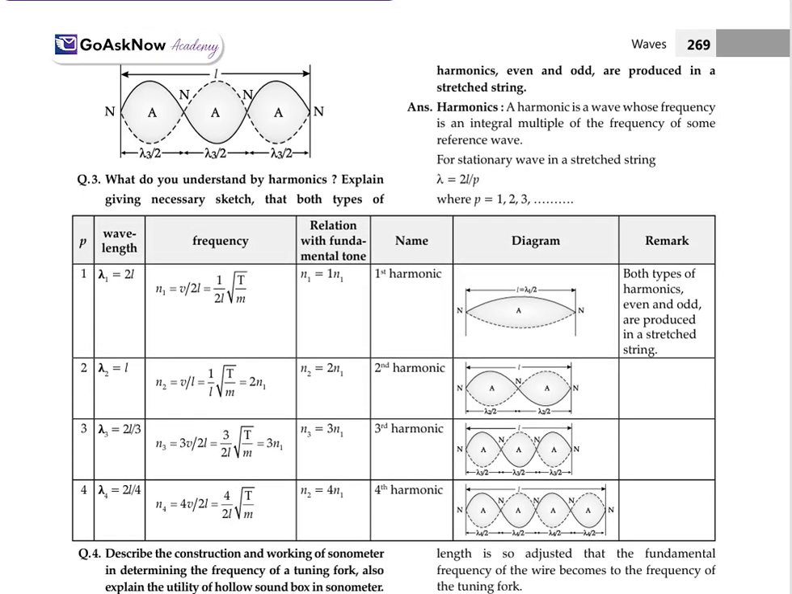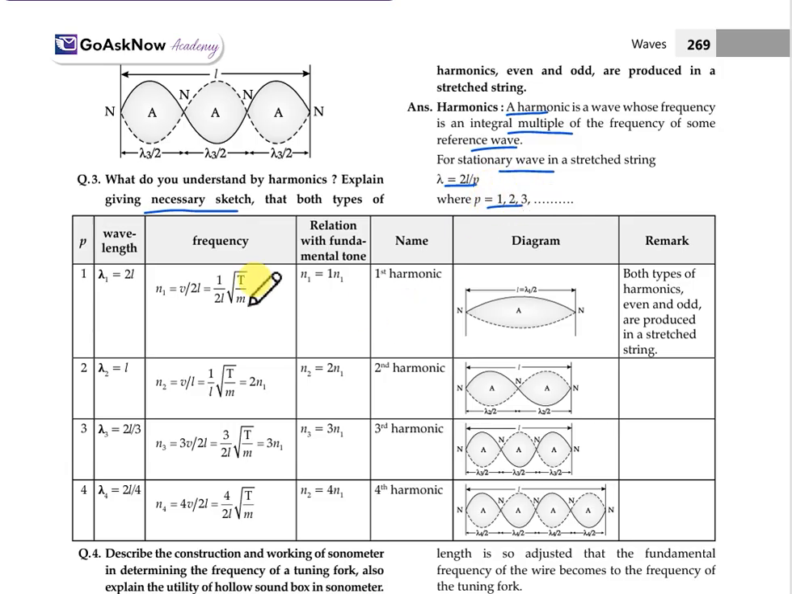Now, what do you understand by harmonics? Explain with the necessary sketch how both types of harmonics, odd and even, are produced in a stretched string. Firstly, we'll have to explain harmonics. What is actually a harmonic? A harmonic is a wave whose frequency is an integral multiple of the frequency of some reference wave. For the stationary wave of the string, λ = 2L/p, where p = 1, 2 and 3.